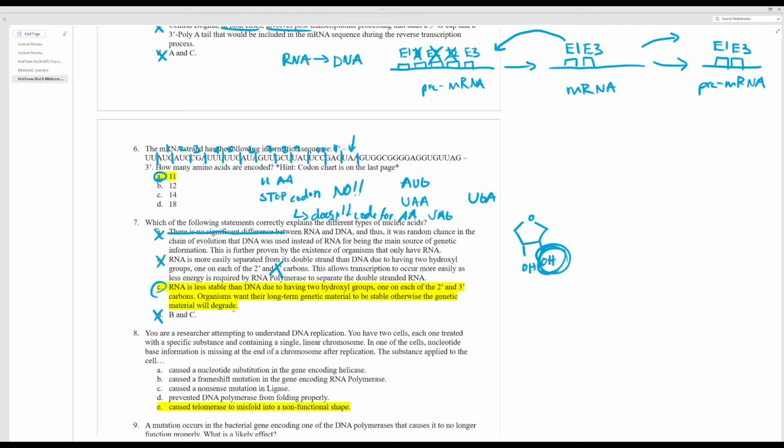Organisms want their long-term genetic material to be stable, otherwise their genetic material will degrade. So this is actually true. RNA as a single strand is less stable than DNA, and so it is more likely to degrade. And remember, the DNA is your master copy, so if you start degrading your master copy by using RNA, the cell is going to be in trouble. Okay.